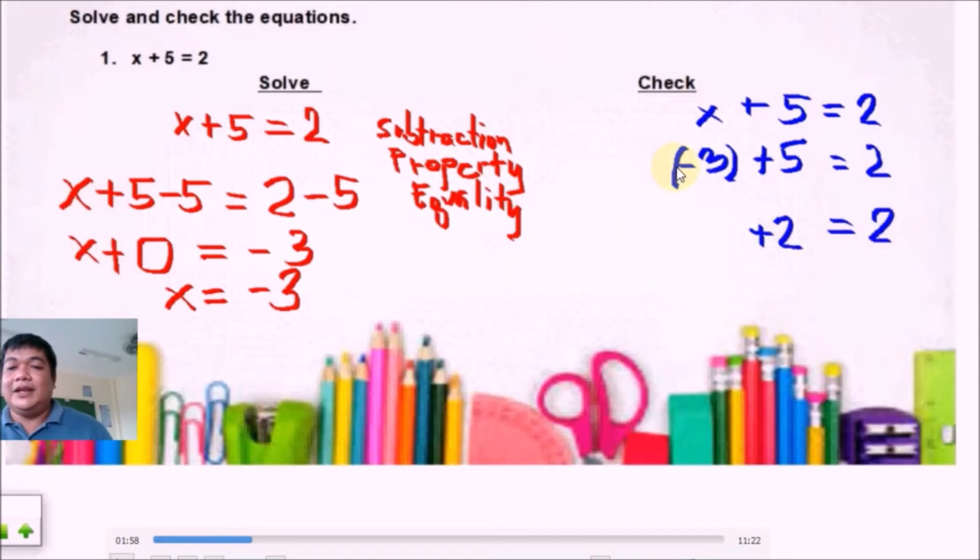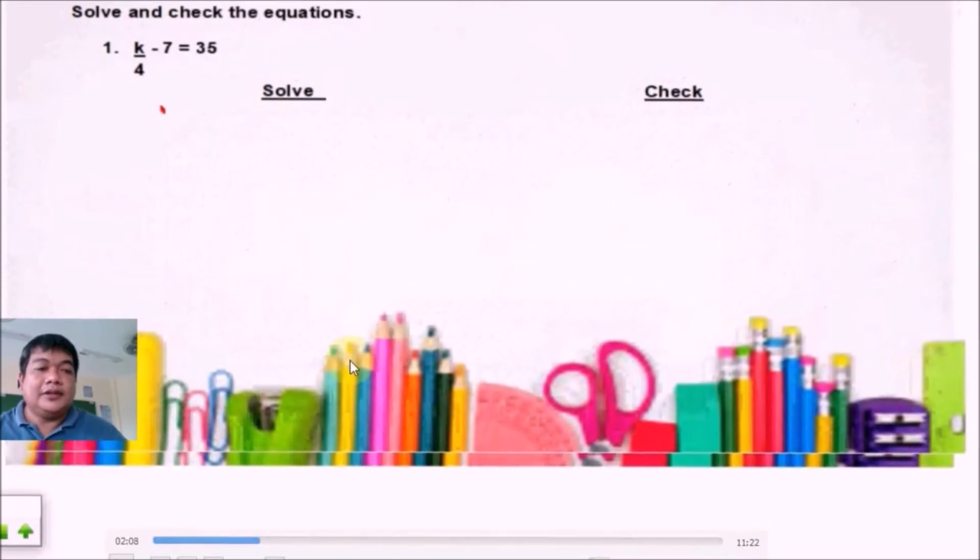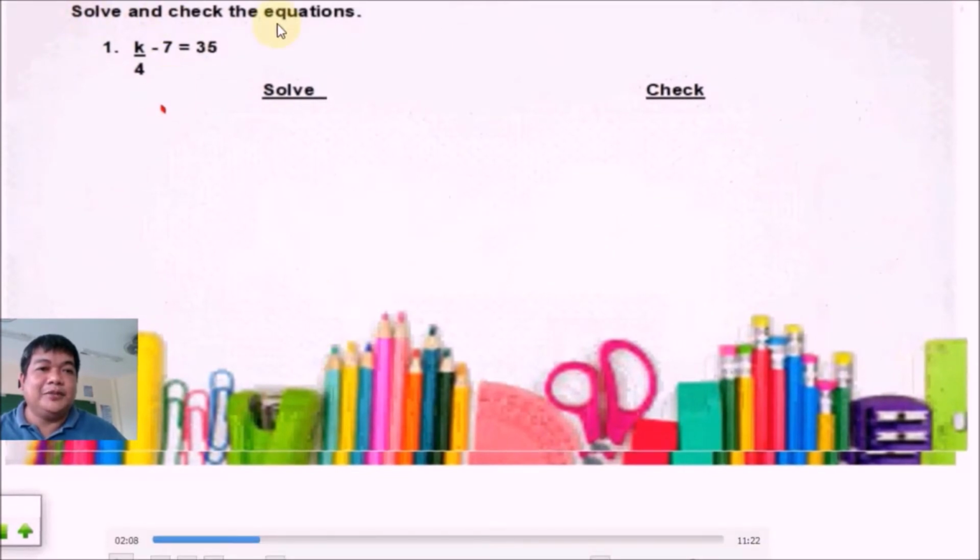So from adding this value of x to 5, we get 2, which is equal to the answer, which is also 2. So we can say that this answer is checked. This value of x satisfies the equation, and that is true. Okay, let us continue. Solve and check equations.